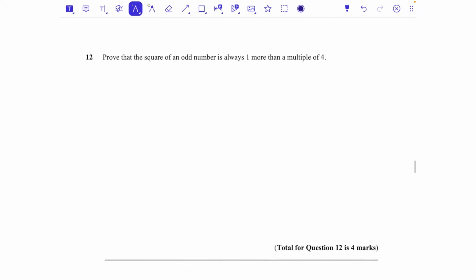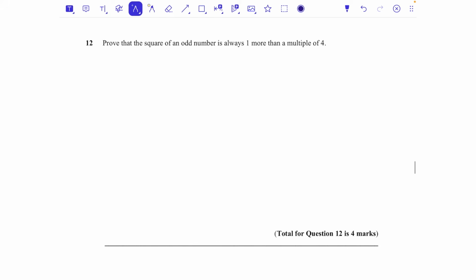Question number 12. Prove that the square of an odd number is always one more than a multiple of 4. So what I often see on these questions is people just trying numbers. It's never going to be that. You have to do it algebraically. You have to do it with algebra.